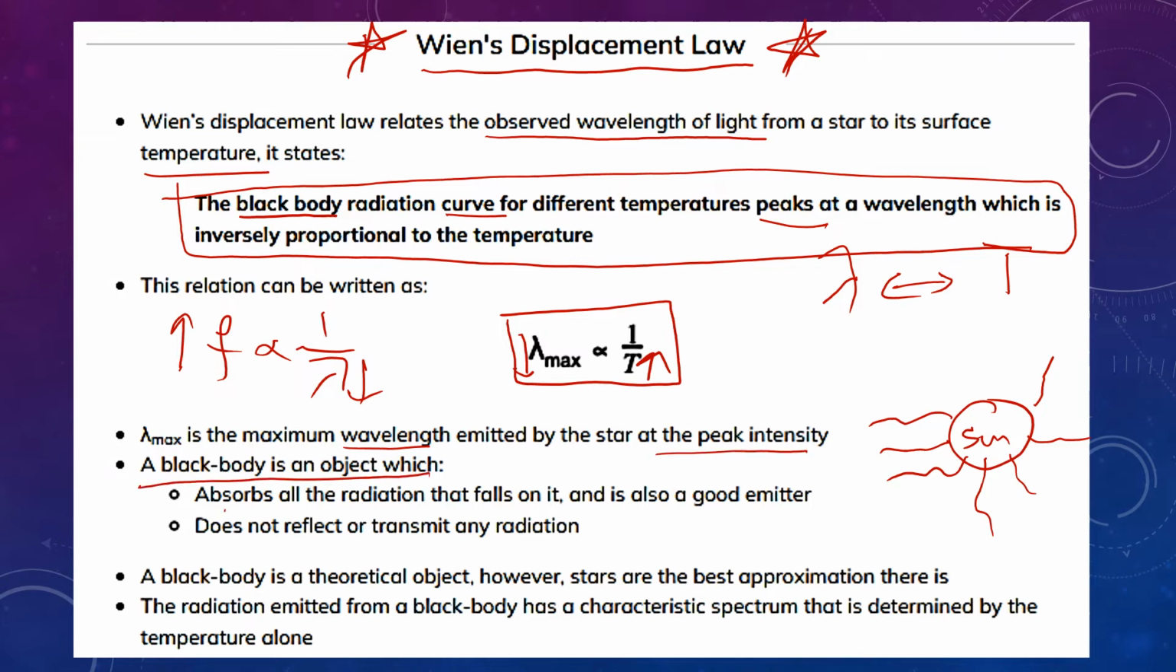Well, a black body is the one which absorbs all the radiation fallen on it, and it's also a good emitter and does not reflect or transmit any radiation. So a black body is actually a theoretical object. However, stars are the best approximation because they have to emit all the energy that they produce. So the radiation emitted from a black body has a characteristic spectrum that is determined by the temperature.